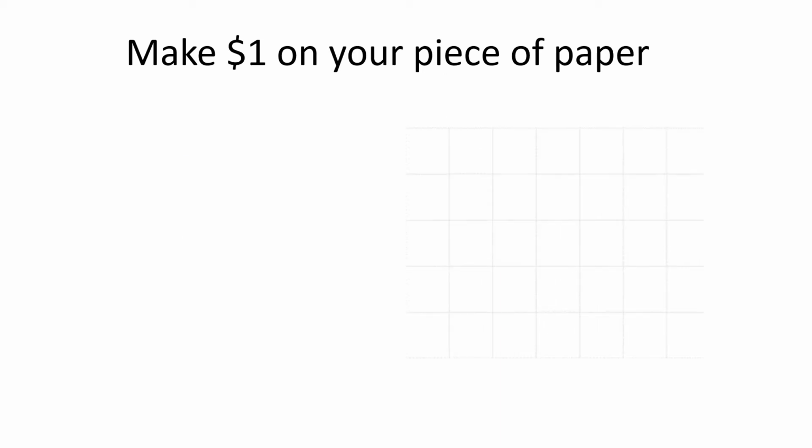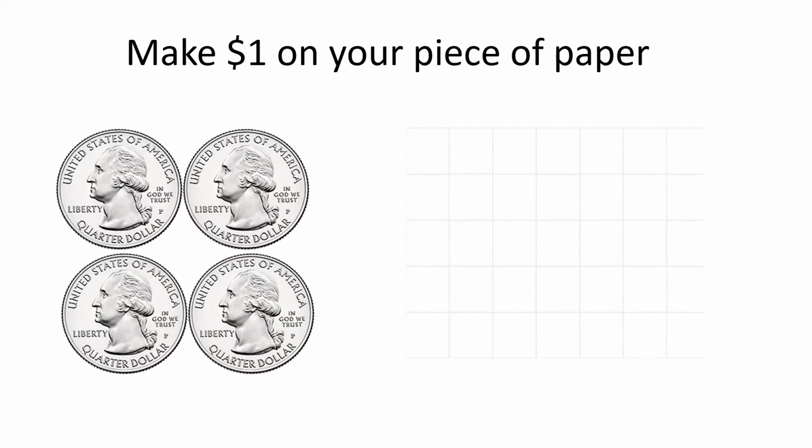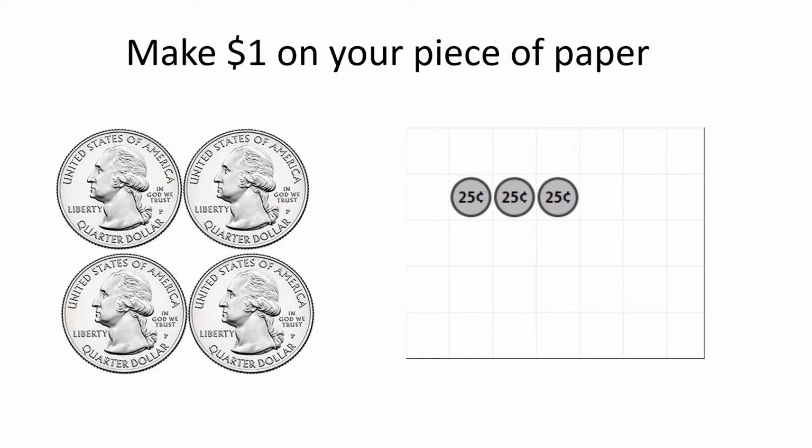Now we're going to make $1 on our piece of paper using coins. Draw on your paper coins that add up to $1. Here's one way to make $1 using coins. I used 4 quarters. That means I have 25 cents plus 25 cents plus 25 cents plus another 25 cents would give me $1 or 100 cents.